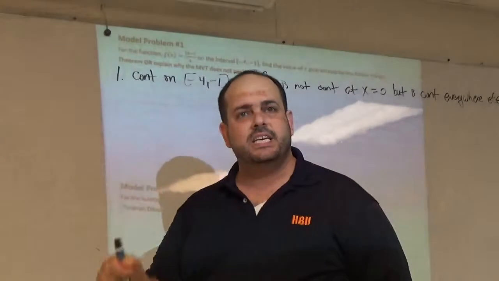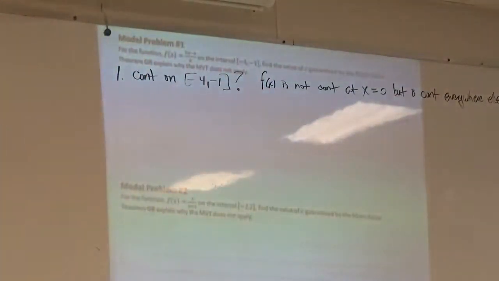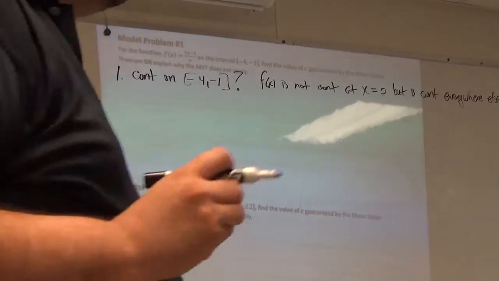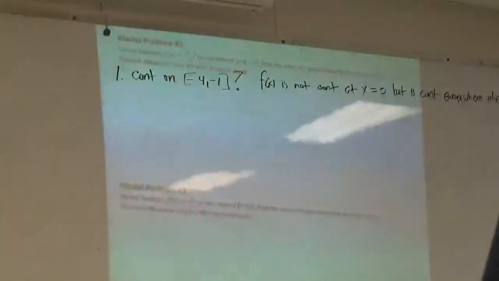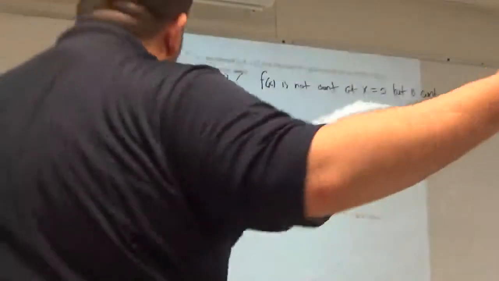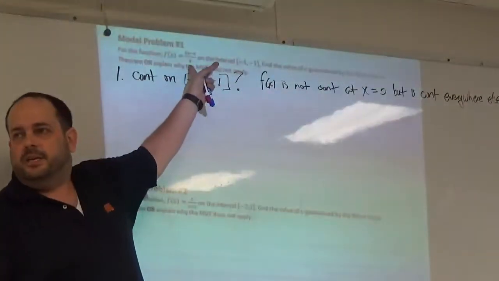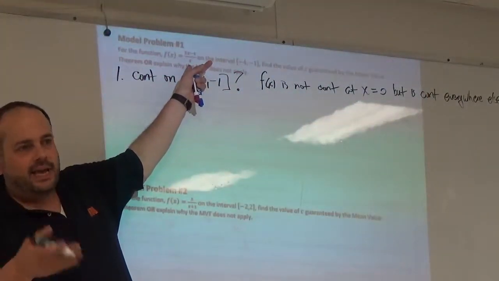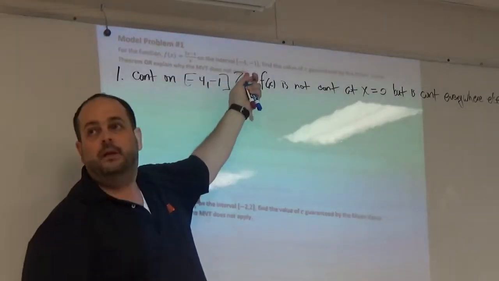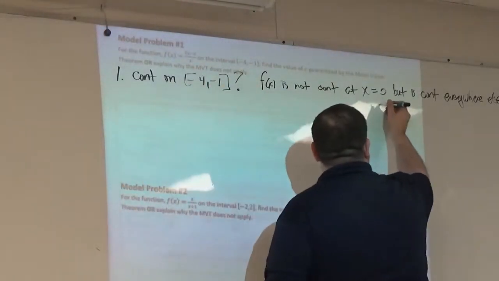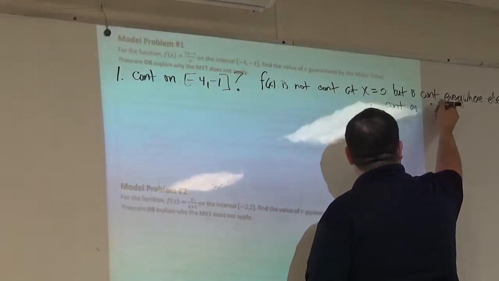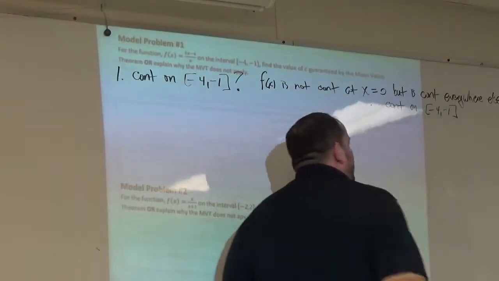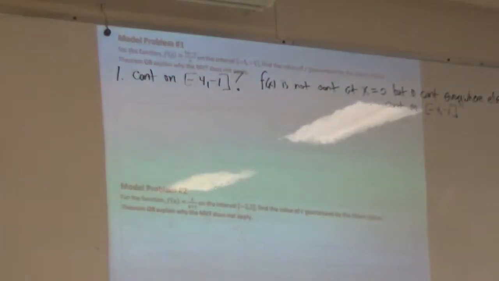So my question to you all is, is this function continuous from negative 4 to negative 1? Yes. Because the only place where we have a continuity issue is at x equals 0. Is that in this interval? No. So I'd say, therefore, continuous on the interval negative 4, negative 1. First condition satisfied. Now we're going for the next one.